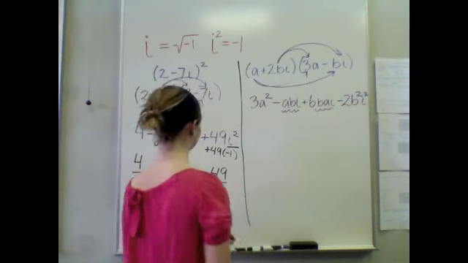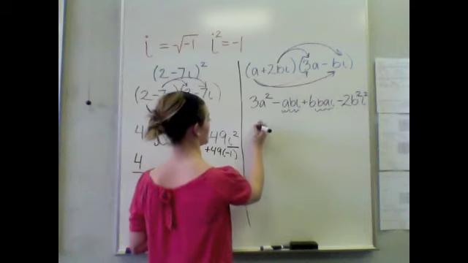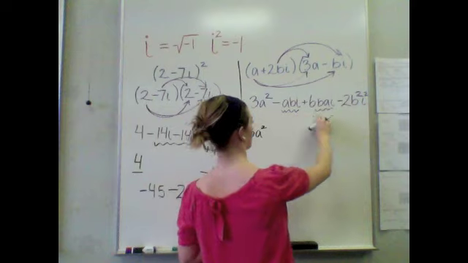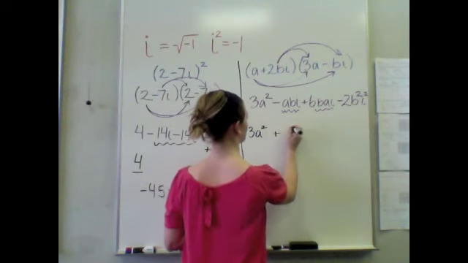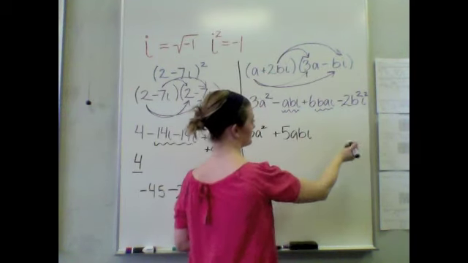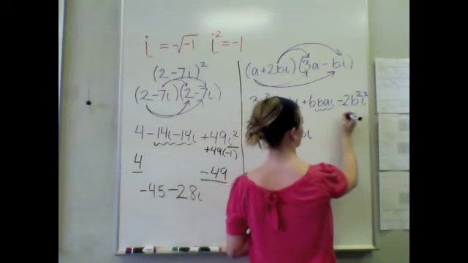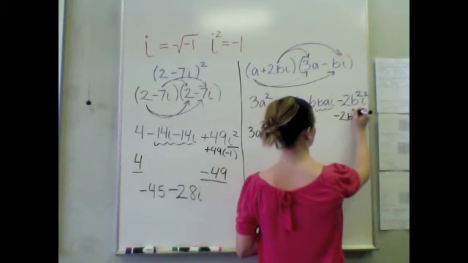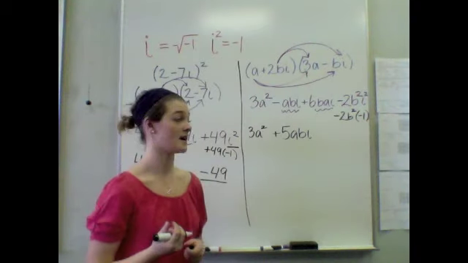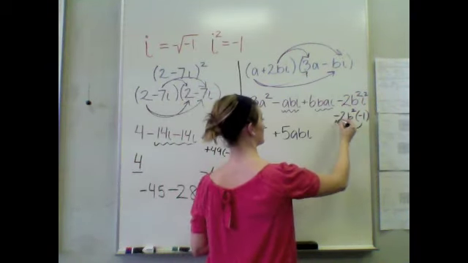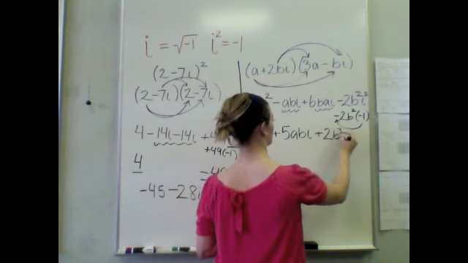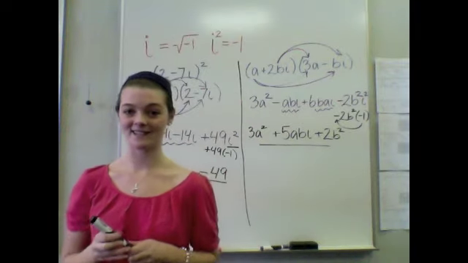Alright, so now we have to simplify. So we have 3a squared. These guys are like terms because we have a minus abi and a plus 6abi, giving me plus 5abi. Now this guy, minus 2b squared i squared, we have to remember that 2b squared is being multiplied by negative 1 because i squared is actually just negative 1. This will change the sign of my monomial to plus 2b squared. And that's it.